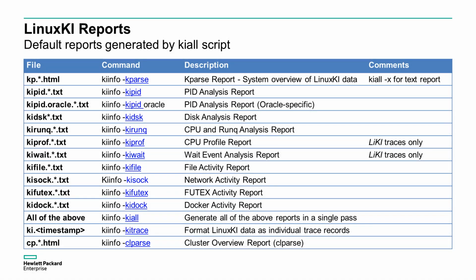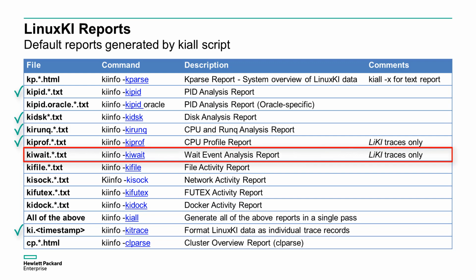All of the reports produced in the KI-all script are listed here. So far, we have covered the KI ASCII file, the PID analysis report, the disk analysis report, the CPU and run queue analysis report, and finally the CPU profile report. The Wait Event Analysis report discussed today can be found in the .txt file beginning with KI wait.